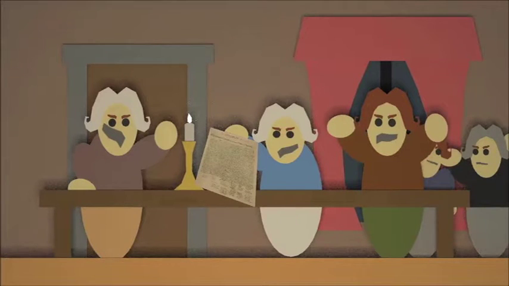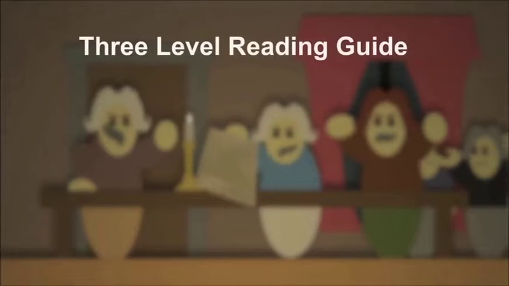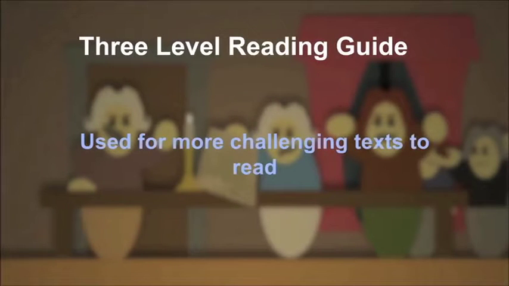A 3-level reading guide is usually used for more challenging texts, which is why we're using it to read the Declaration of Independence, a document that is generally viewed as a challenge due to its writing style and heavy vocabulary. The aptly named 3-level reading guide is split up, as the name might imply, into 3 levels.